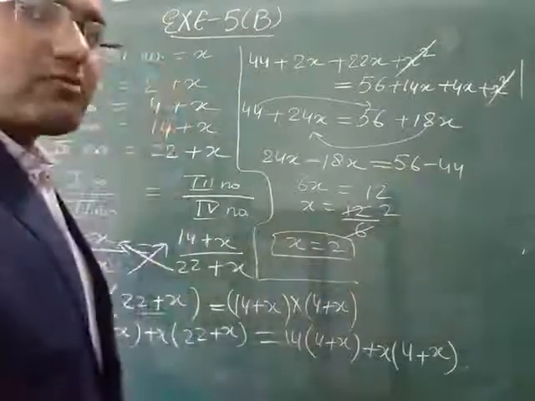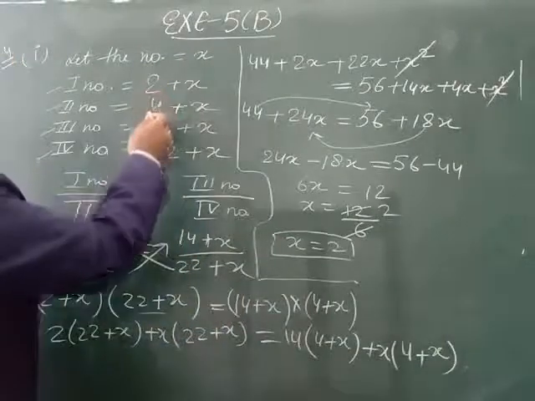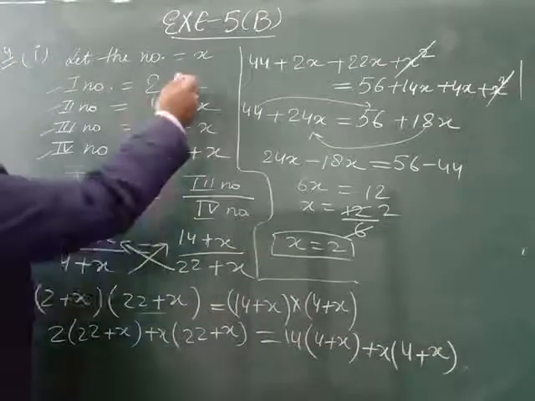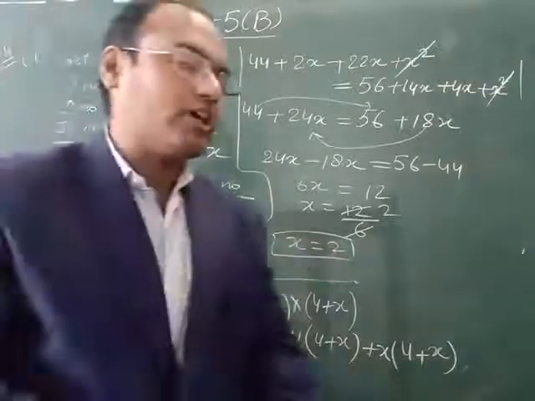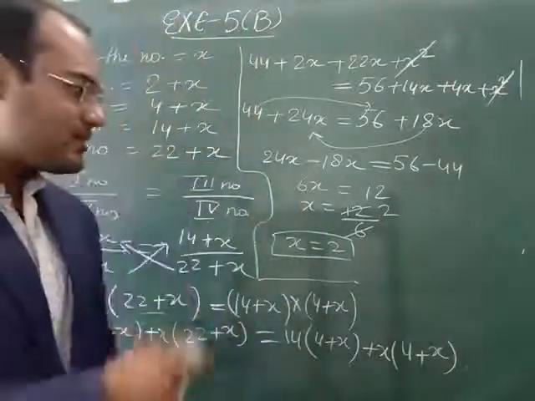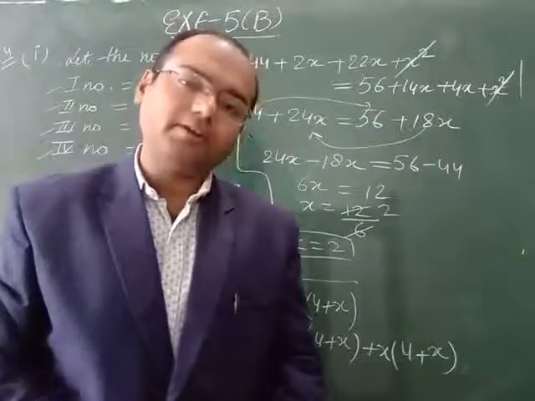So what was the question? Question was, what is the number which we have to add here in all these 4? So what we had added here? x we had added. So what is the answer of x? x is 2. So the number which we have to add is 2. So like this you have to do question number 4, first part.